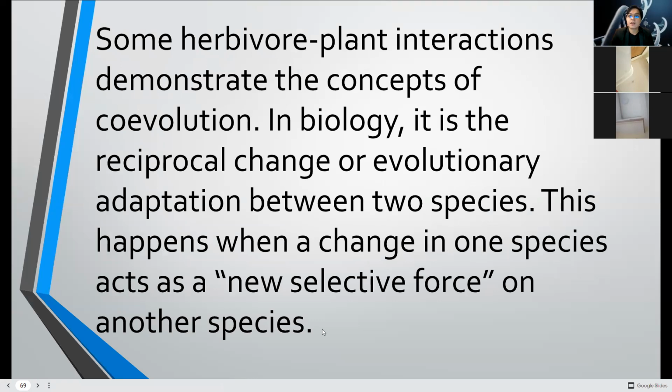Some herbivore-plant interactions demonstrate the concept of coevolution. What is coevolution? In biology, it is the reciprocal change or evolutionary adaptation between two species. This happens when the change of one species acts as a new selective force on the other species, meaning the plant evolved from this to that for the survival of the species. If they will not evolve, the tendency is they will become extinct. They need to adapt to the changes of the environment in order to survive.